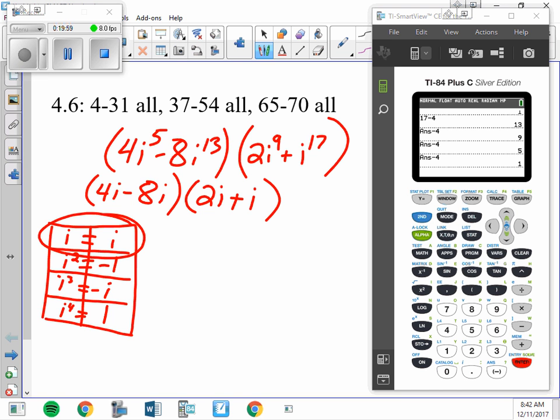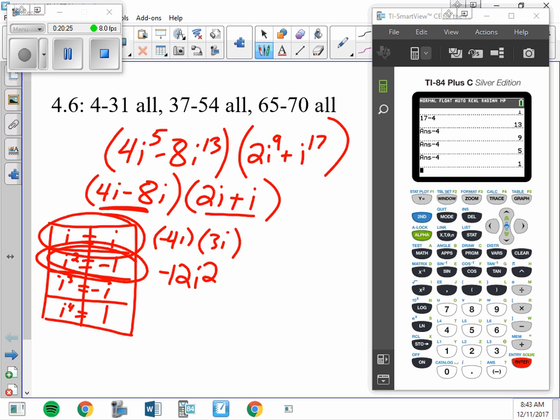I could use the box, but in this case, I can actually do something that's easier. Don't I have like terms inside the parentheses? I can put these together. Now the box will work and you'll get the right answer. But that is just negative 4i. And this one is just 3i. So I end up with negative 12i squared, but I know that i squared is negative 1. So it's just negative 12 times negative 1, which is positive 12.